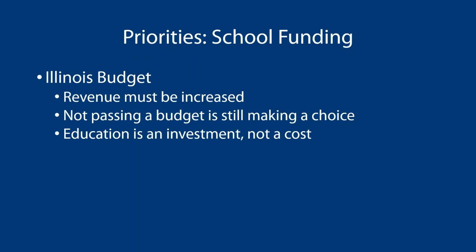And so it's clear that if we are going to fund social services, higher education, and actual state government operations, that we need more revenue. Second, not passing a budget is still making a choice. It's a choice to cut funding for social services, higher education, and other budget items without any public input or debate. And third, education is an investment in Illinois, not a cost.